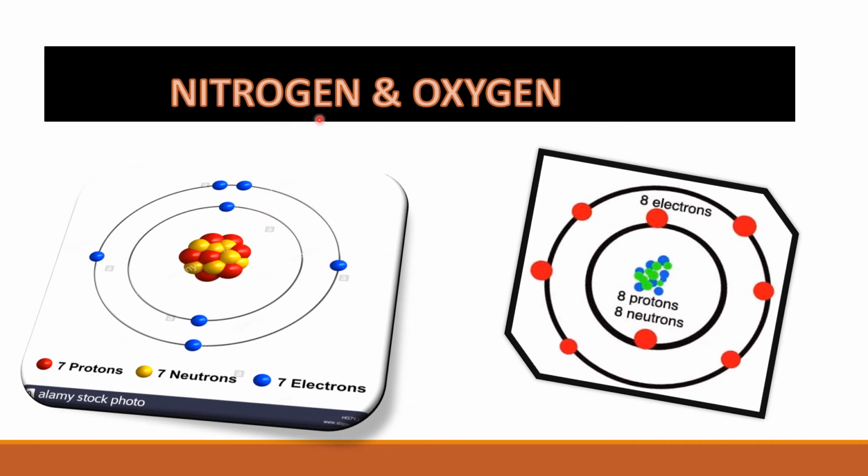Now, the next one is nitrogen and oxygen. So, this is nitrogen atomic structure. 7 protons, 1, 2, 3, 4, 5, 6, 7. 7 neutrons, and 7 electrons are present. 1, 2, and in the second orbit 1, 2, 3, 4. Total 7 electrons. And this is oxygen structure where 8 electrons are present.